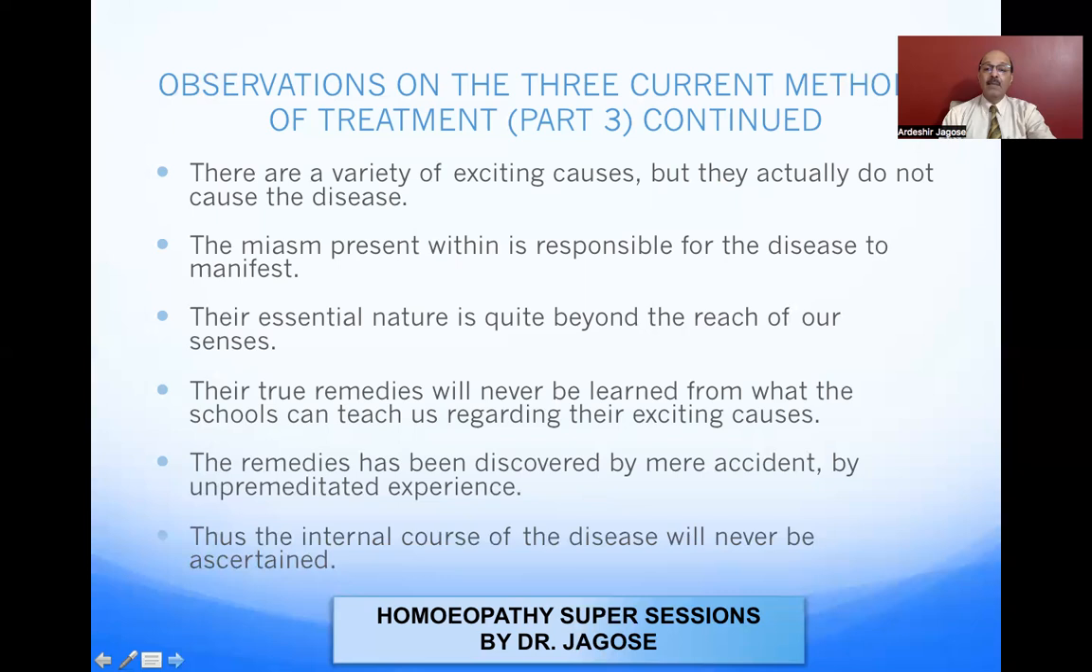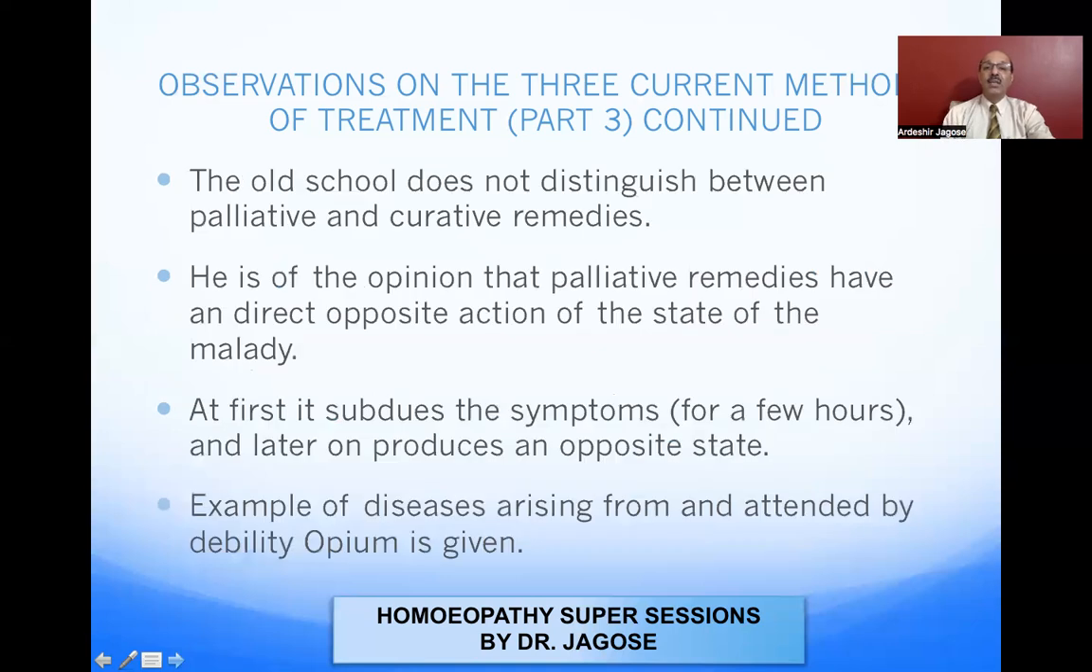The remedies have been discovered by mere accident, by unpremeditated experience. Thus, the internal cause of disease will never be ascertained. So, whatever remedies the old school have found, they have found by mere accident or mere hearsay, and they thought a particular medicine was useful for a particular type of disease. Therefore, the internal cause of disease would never be ascertained by the old school. So what is the internal cause? The miasm.